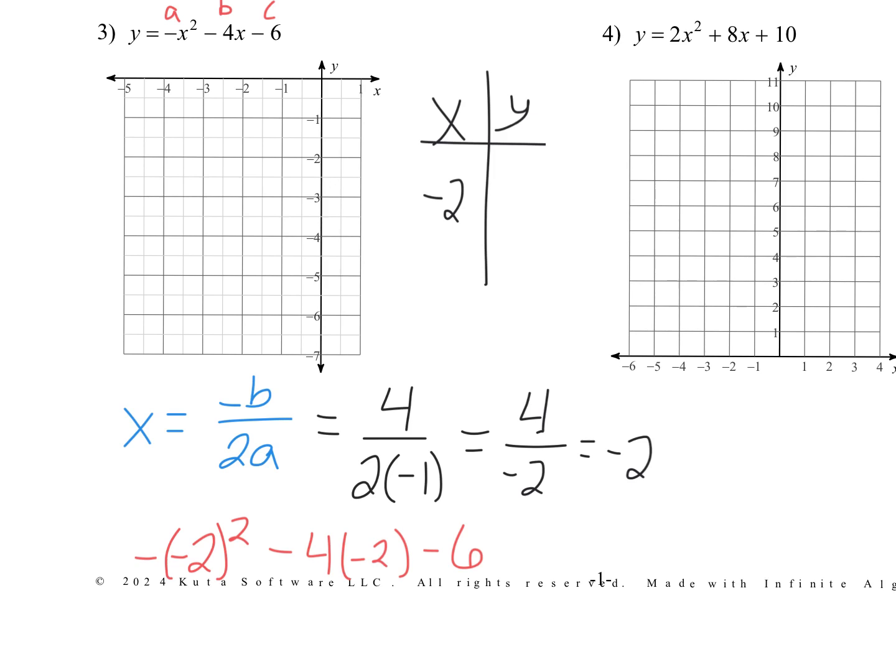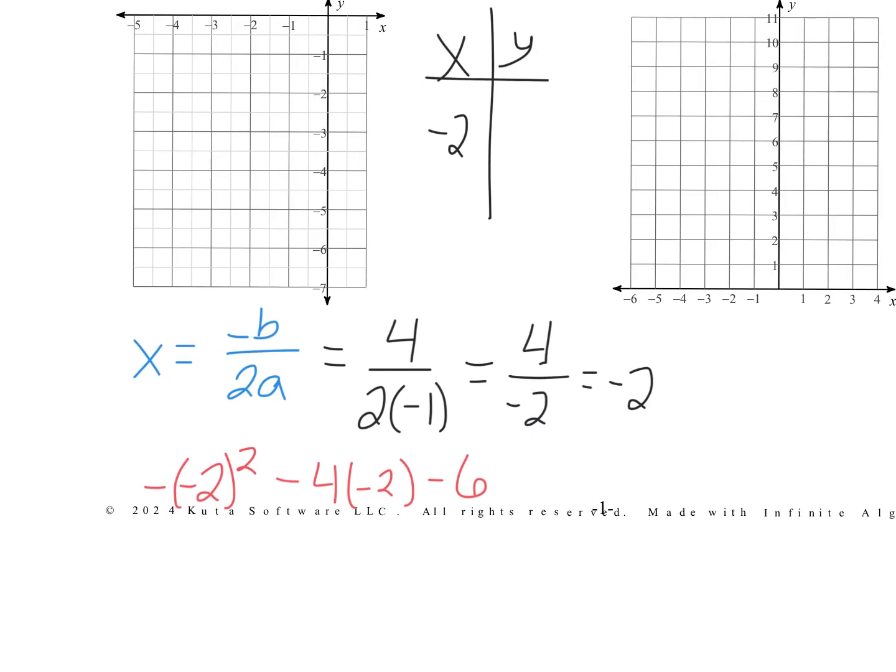So what's negative 2 squared? 4, and then we still have that negative. So we have negative 4. What's negative 4 times negative 2? Positive 8. And then we have minus 6. So put negative 4 plus 8 minus 6. What do we get? Negative 2. So that there, we just found our vertex.